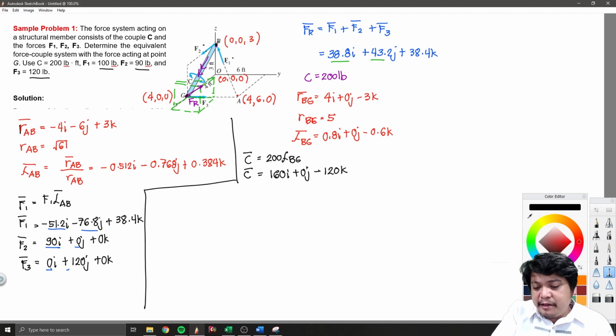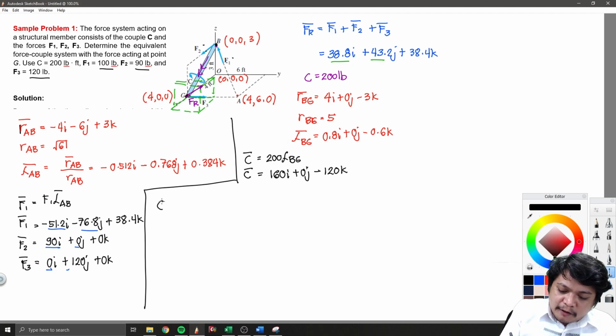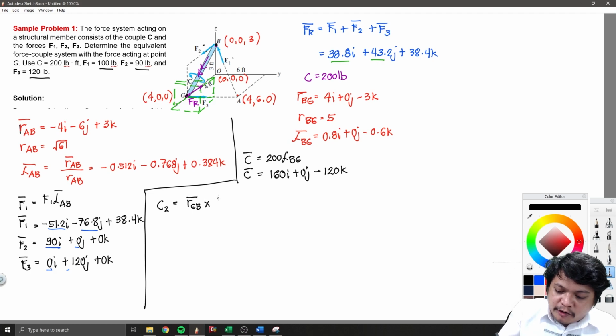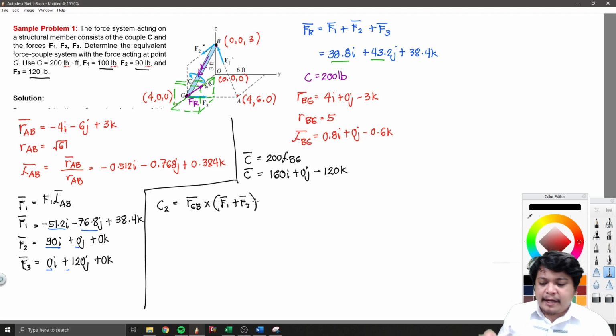Ibig sabihin, pwedeng ang gawin ko pala to get for the C2. Okay, I will call that a C2 or moment due to F1. Okay, so that should become equal to R and then that is GB. Okay, and then cross product nung sum nung dalawa, F1 plus F2. Okay, parang ganyan, no? Bakit? Kasi yung F3, wala na siyang moment doon. Okay? Kasi tumatama na yung F3 mo sa G eh. Eh, doon tayo magmo-moment. Okay?